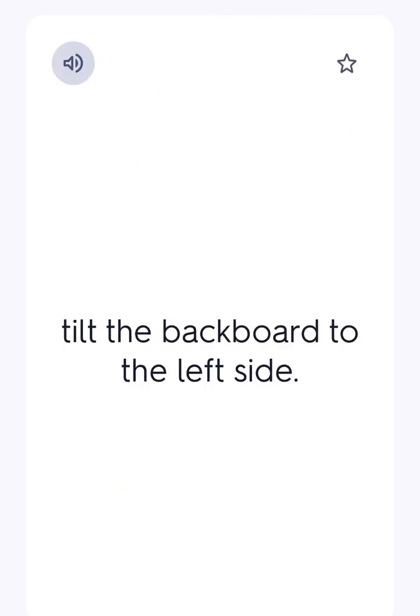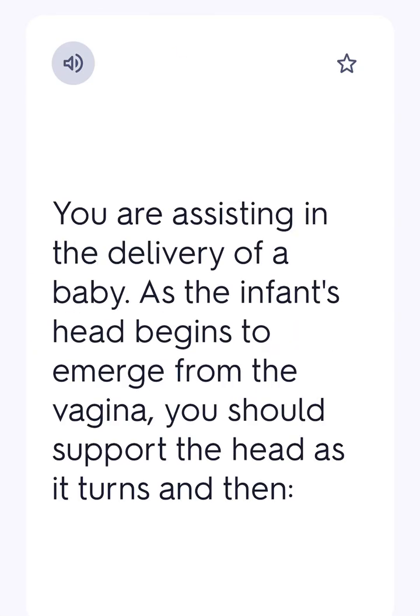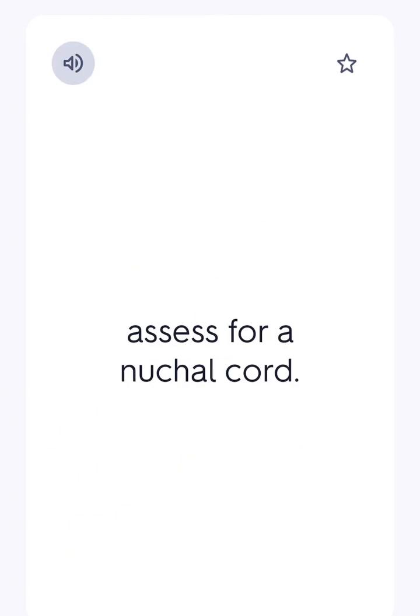Tilt the backboard to the left side. You are assisting in the delivery of a baby. As the infant's head begins to emerge from the vagina, you should support the head as it turns and then assess for a nuchal cord.